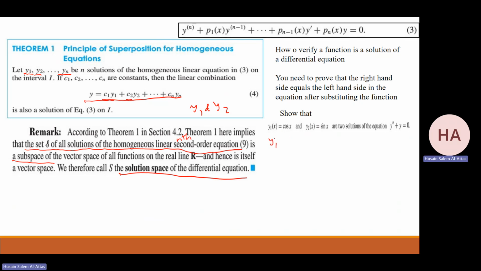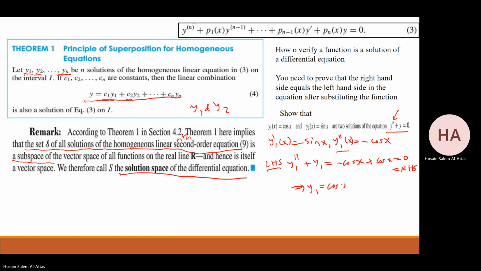I do y1 prime. That will be minus sine x. Y1 double prime will be minus cosine x. So to check, I put it in the equation. Why am I going up to y double prime? Because the equation has y double prime. So I need to check the left-hand side, which is y1 double prime plus y1. That will be minus cosine x plus cosine x, and that is 0, which is the right-hand side. So right away y1 is a solution.